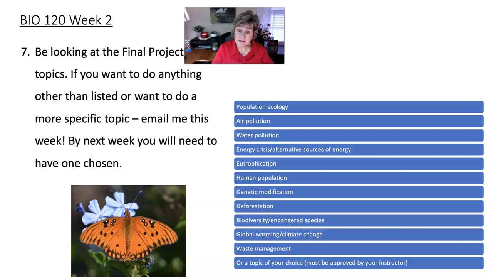The energy crisis and alternative sources of energy, like hydrogen, like solar, etc. Eutrophication, which is sort of an aging out process of bodies of water, especially places like lakes and ponds. Algal blooms, that sort of thing. That's eutrophication also. The red tide, if you know about that.